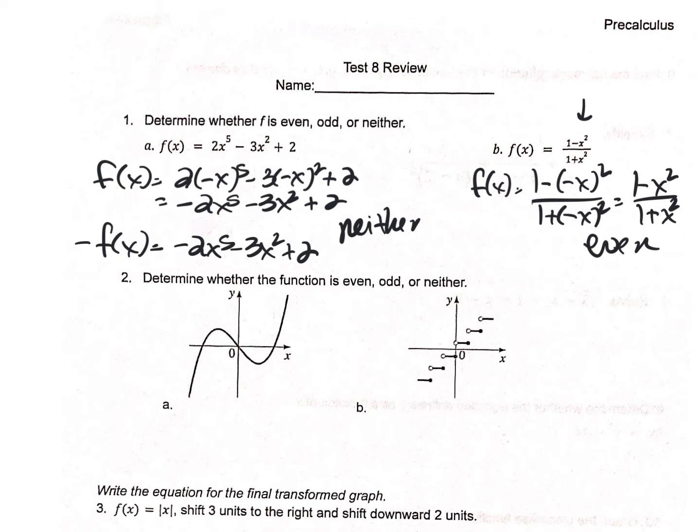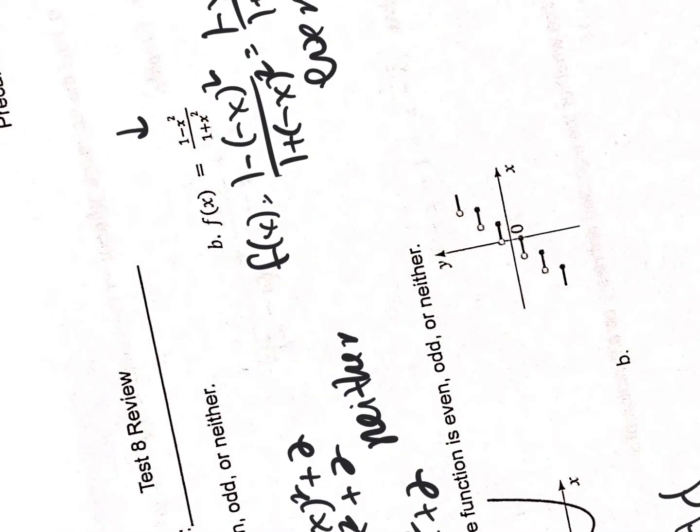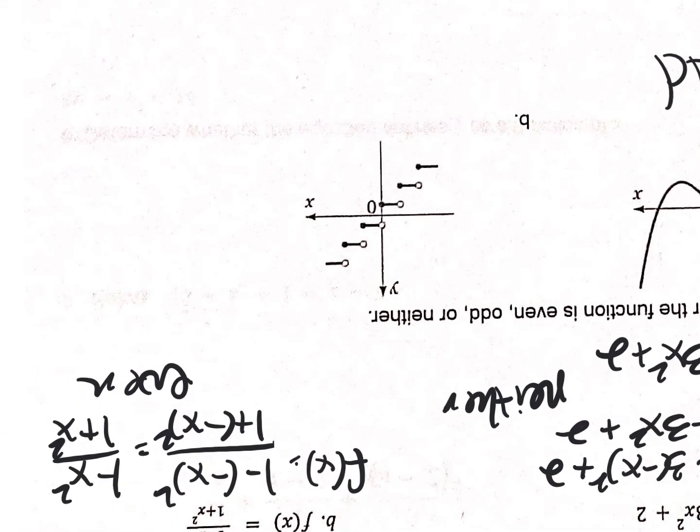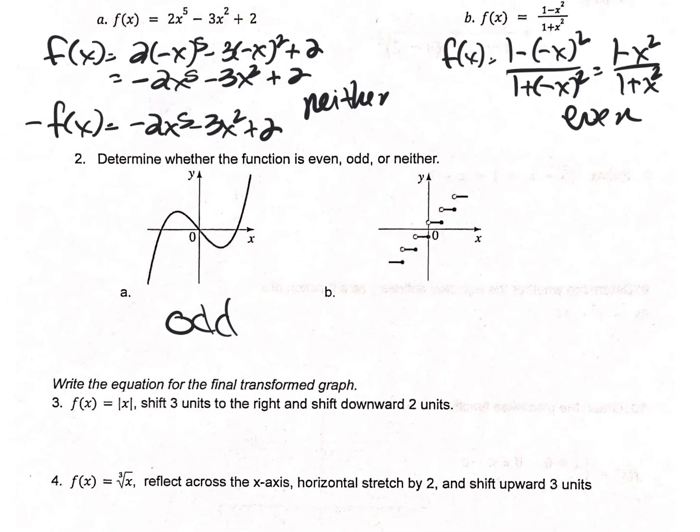All right, number 2, determine if it's even or odd. Even is if it's symmetric with the y-axis. Odd is if it's symmetric to the origin. And because A, if you turn it upside down, will look exactly the same, it's odd. B is so close to being odd, because if I turn it upside down, it looks almost exactly the same, except for the empty circles and the filled-in circles, obviously. So because that's different, it's not odd, and it's not even because it doesn't reflect across the y. It is absolutely a neither.